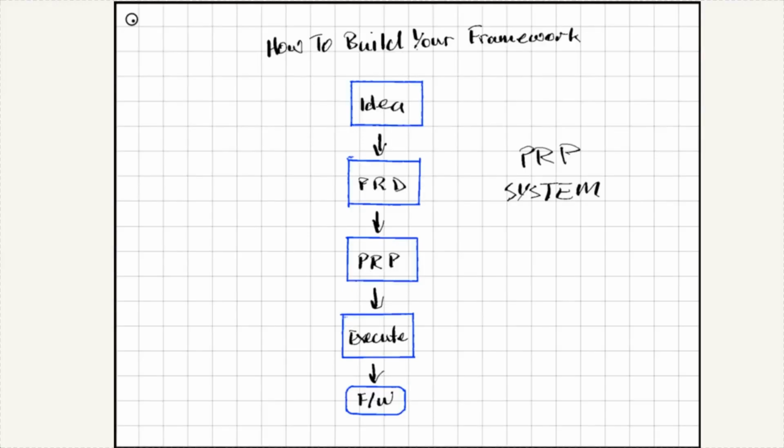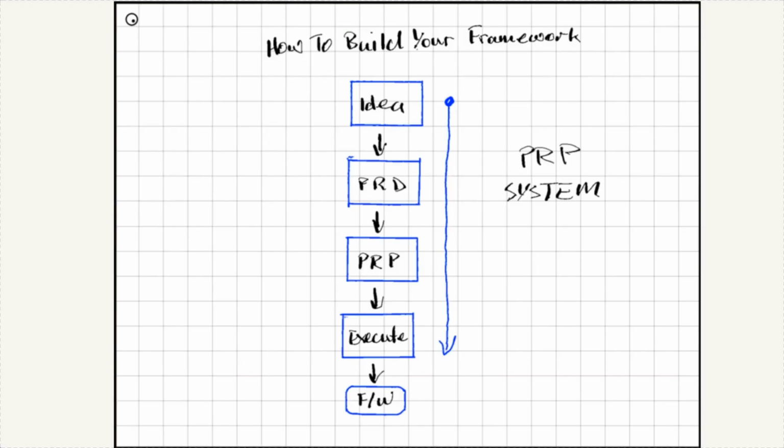So what I want to do over the course of these four lessons in this first module is take you through the concept of using the PRP system to generate from an idea your PRD documents, your PRP, and then execute on that PRP to create your framework with Playwright. And it's a simple four-step process that you can actually execute within about 10 or 15 minutes.